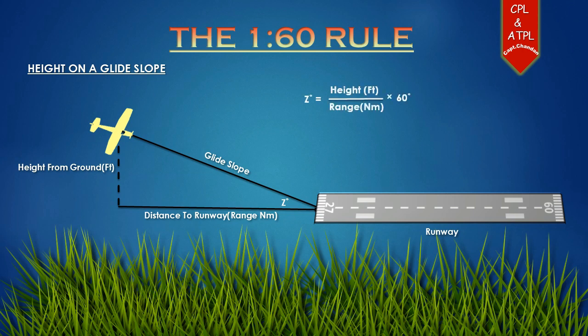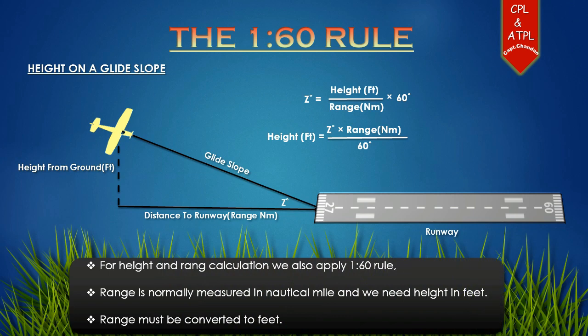By using the 1:60 formula, glide slope angle equals height in feet divided by range in nautical miles times 60. Rearranging this formula, height equals angle times range divided by 60. So using this formula, we can calculate distance to go and height of aircraft from the ground. For height and range calculation, we also apply the 1:60 formula.